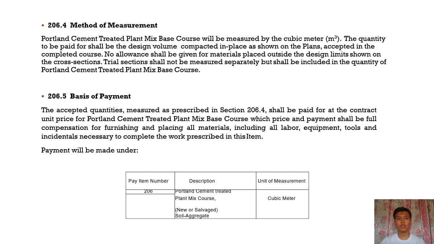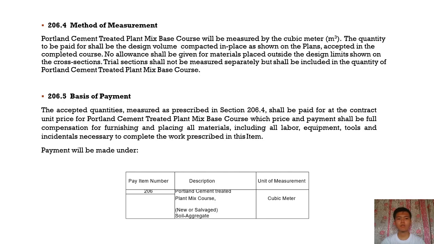So it is still the same as the previous item. The measurement should be exact and no allowance for materials outside the design limits. Next is Section 206.5 Basis of payment.